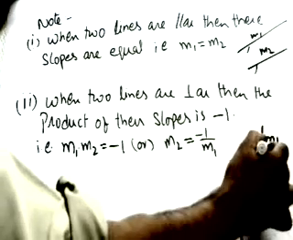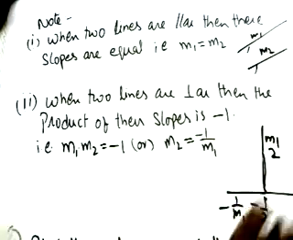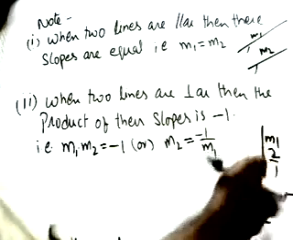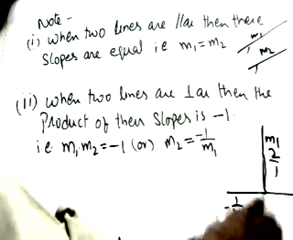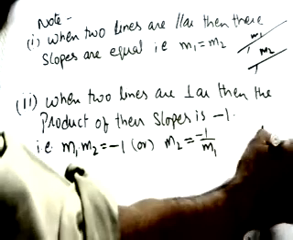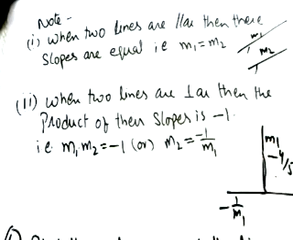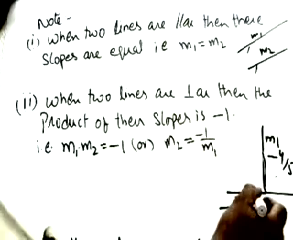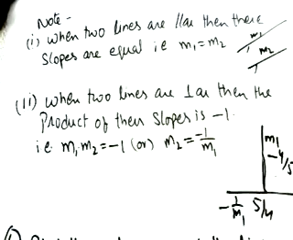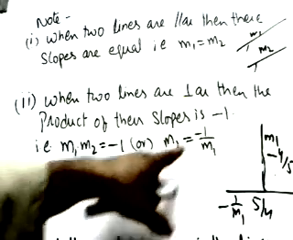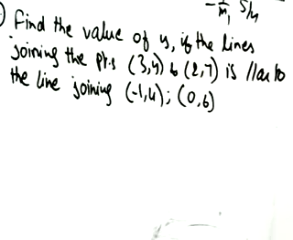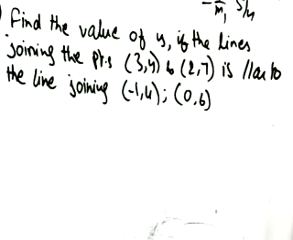Suppose the slope of the given line is 2, then the slope of the line perpendicular to this will be minus 1 by 2. Take the reciprocal, reverse this, and apply the negative sign. If the slope of the given line is minus 4 by 5, then the slope of the perpendicular line will be 5 by 4. Change the sign and take the reciprocal. Practice like this. So m2 equals minus 1 by m1, that is, the slope will be the reciprocal with the sign changed. Now let me solve one question.